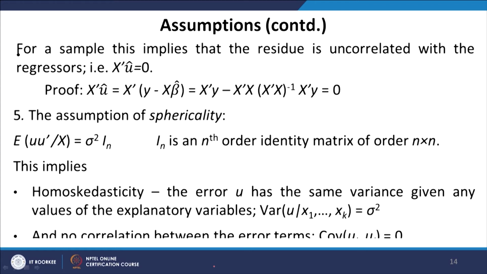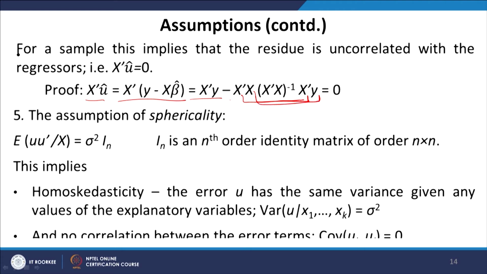For a sample, this assumption implies that the residual is uncorrelated with the regressors, that is, x prime u hat equals 0. This can also be proved very easily: x prime u hat is x prime times y minus x beta hat, which, if I expand, is x prime y minus x prime x times the expression for beta hat, x prime x inverse x prime y.